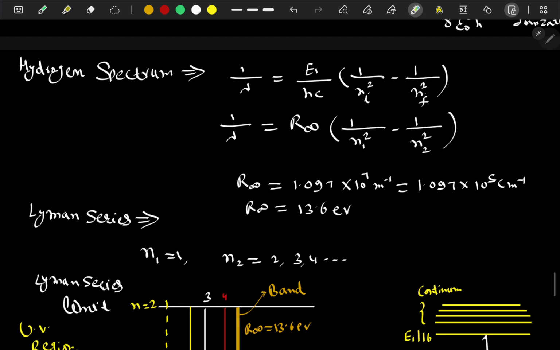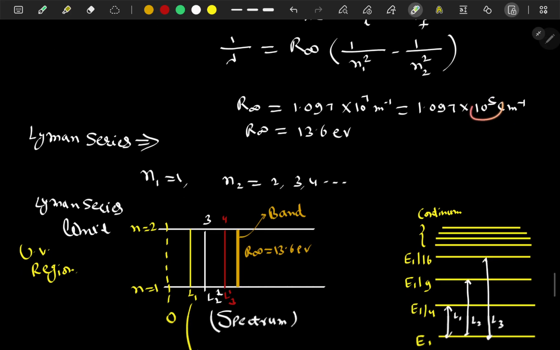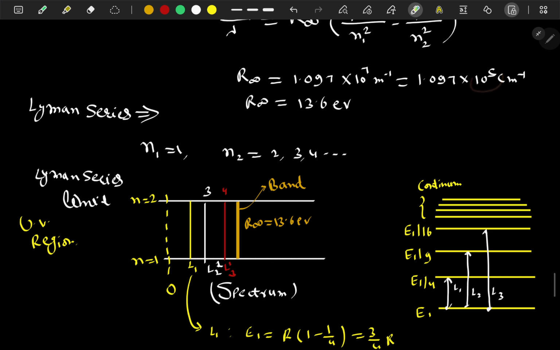Now we will discuss the hydrogen spectrum. So 1 upon lambda equals R times 1 upon n1 square minus 1 upon n2 square, where R is the Rydberg constant. The value of the Rydberg constant is 13.6 electron volt, and in inverse centimeters it is 1.097 times 10 to the power 5 per centimeter. So we will discuss the spectrum.